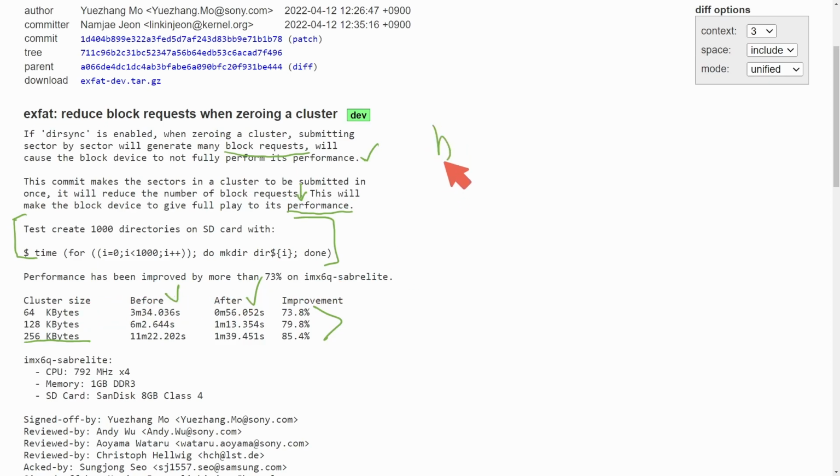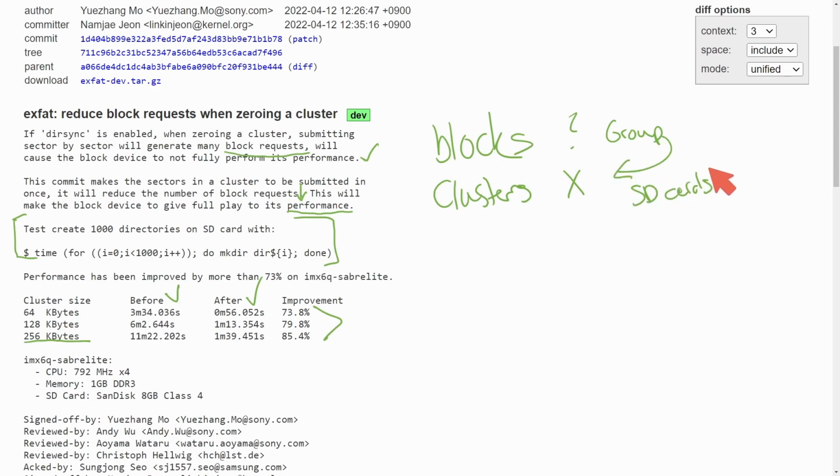So from my understanding, instead of writing blocks, which can be arbitrary sized units of data, so we'll just put a question mark there, they're writing clusters out, which they're defining to some value we'll call X. So I think of them as creating a group of these blocks and writing directly to the storage device, in this case, an SD card, in clusters instead. And as mentioned at the beginning, it's for exFAT systems.